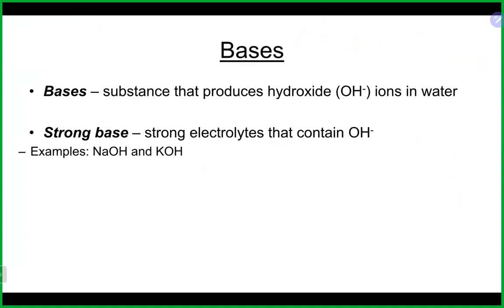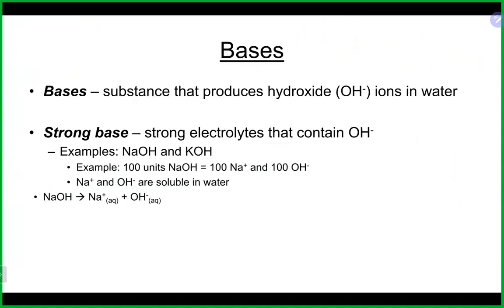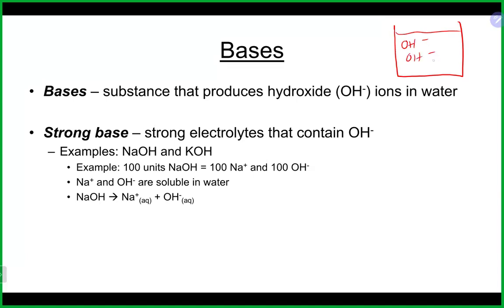Now, bases, on the other hand, have the ability to produce hydroxide ions, OH minus ions in solution. It's kind of the same idea as the acid, except for the base. It has that ability to produce in a solution a bunch of free OH minus ions floating around. Now, there are strong bases, which are also strong electrolytes. Most strong bases have hydroxide in the actual formula, like sodium hydroxide and potassium hydroxide.